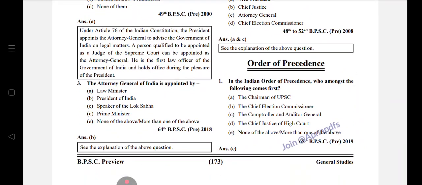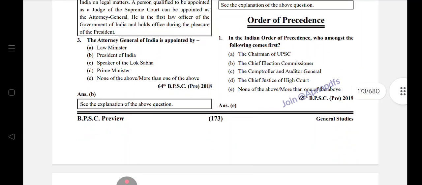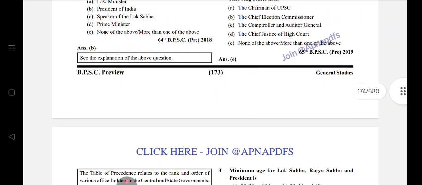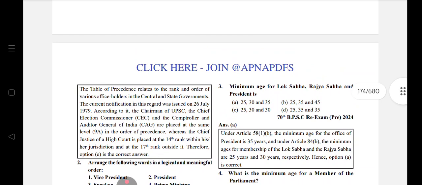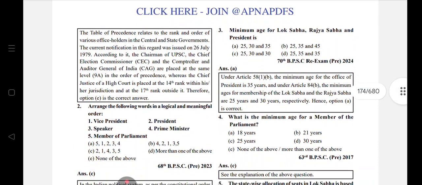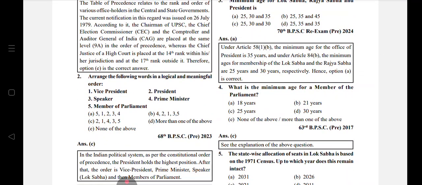precedence. Who amongst these comes first? From these, who comes first? Chief Justice of High Court, then C. According to it, chairman of UPSC, CEC and CAG are placed at the same level, 9A, whereas Chief Justice of High Court is 14th rank within his jurisdiction and 17th rank outside. Right. Allocated in a logical and meaningful order: first President, then Vice President, then Prime Minister, then Speaker, then Member of Parliament.